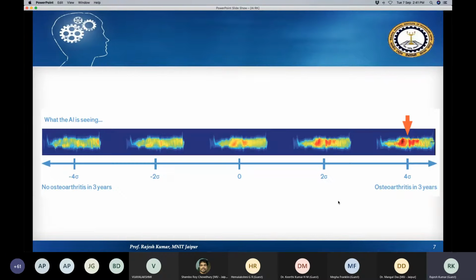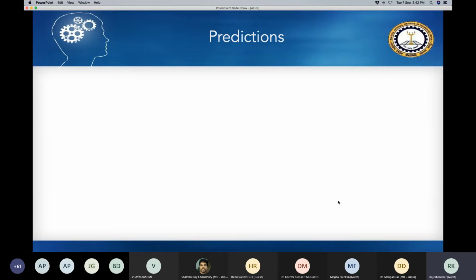Not only that, they can even predict it. AI can see that it is not there today, but can we give a certain kind of confirmation that there will be osteoarthritis in 3 years or after 5 years? So we are predicting the things before they actually happen, and that will help us in making things better basically. So this one is an example of a medical application.